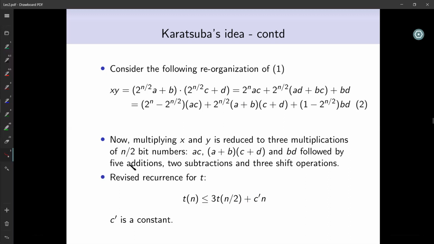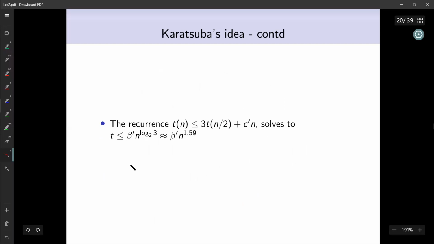So yeah, did we make any gain? Yes. If you solve this recurrence, T of n is at most some constant, I wrote it as beta prime, times n to the log of 3 to the base 2, which boils down to a constant times n to the 1.59. If you look at this expression, this is much better than n square, right? Significant improvement. So n to the 0.41 improvement. Particularly if n is, say, 1 million, this is a significant improvement.